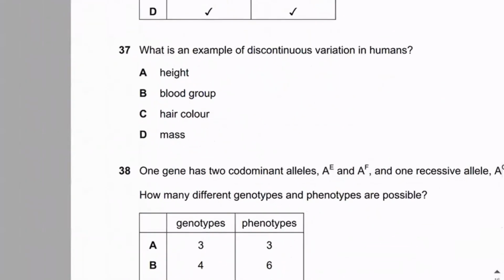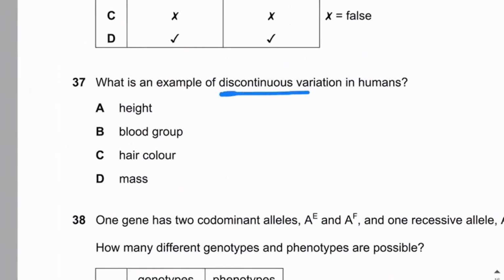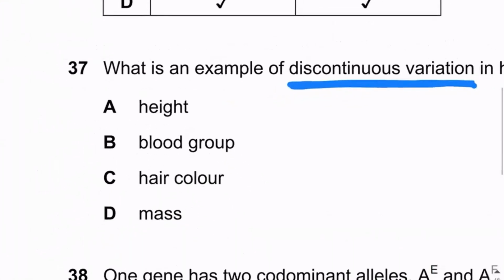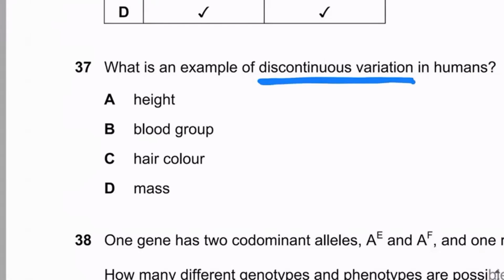What is an example of discontinuous variation in humans? For discontinuous variation, always remember how you recognize which characteristic belongs to discontinuous variation. There are a few features that you need to know. In case of discontinuous variation, there will be very few phenotypes, very few values. For height, we have a lot of values. For hair color, we have a lot of values because there are many different shades of hair color. For masses, we have a lot of values. But for blood group, we only have 4 blood groups: A, B, AB, and O.